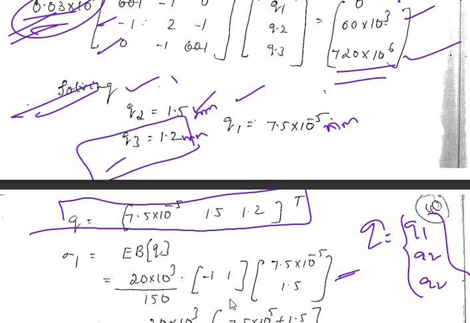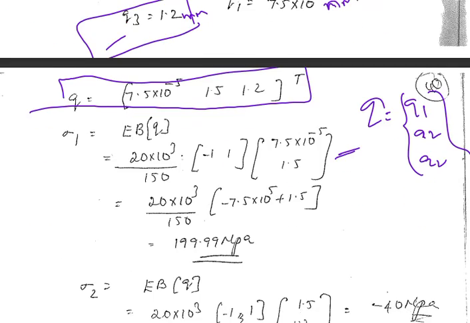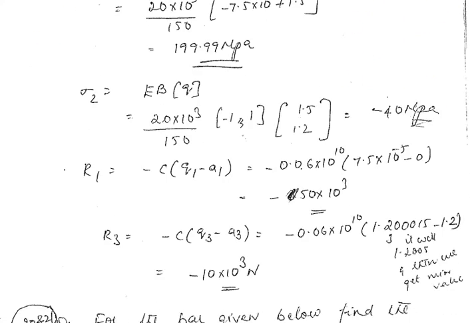Again the stress equation, sigma is equal to EB into q. Stress you can calculate, sigma 1, sigma 2, and also the reaction forces. This is the equation to calculate the reaction force in the penalty approach. R1 is equal to minus C into (q1 minus a1), and here R3 is minus C into (q3 minus a3), equal to this value. So the values you will obtain are this.